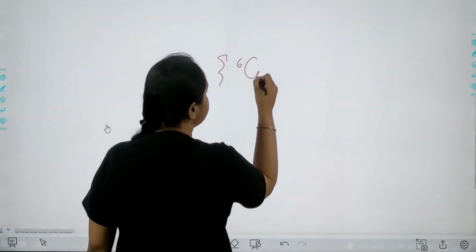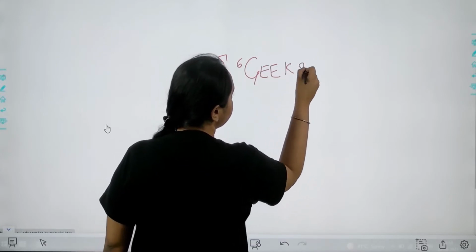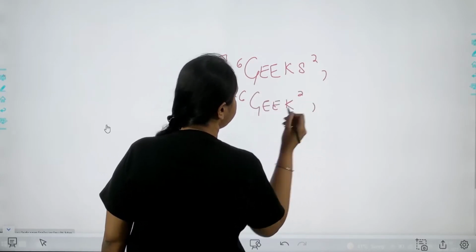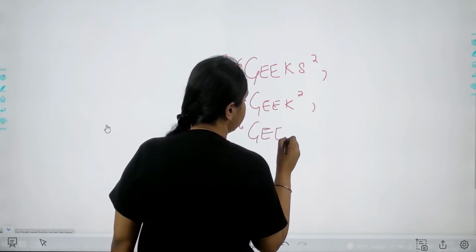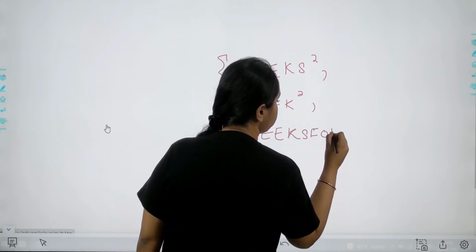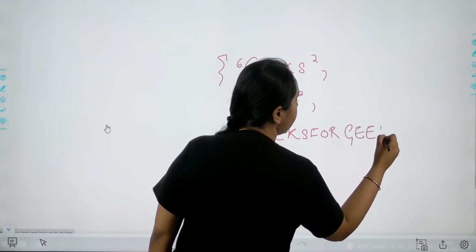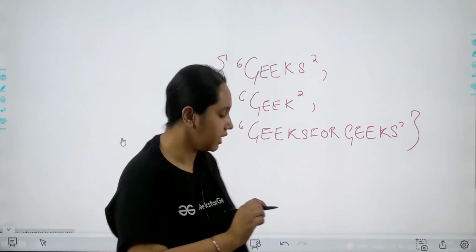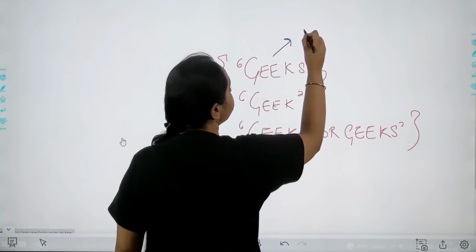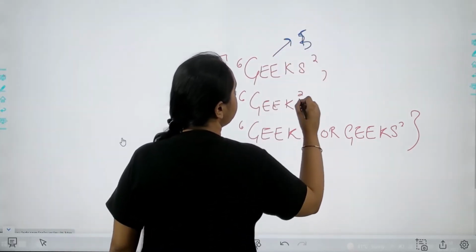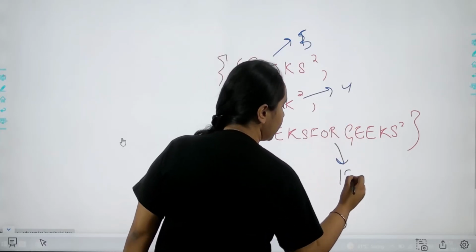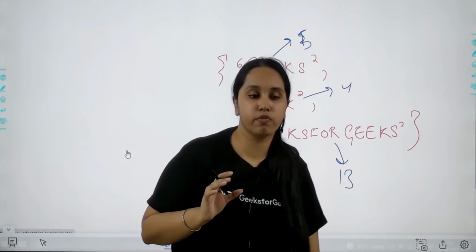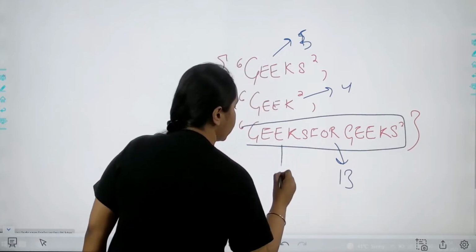For example, geeks. Then I have another element over here that is geek. Then I have another element that is Geeks for Geeks. Now among these three elements, I can clearly see that this element has 5 characters, this element has 4 characters and this has 13 characters. What I need to do is print the element which has the highest number of characters. That means which is the longest one.